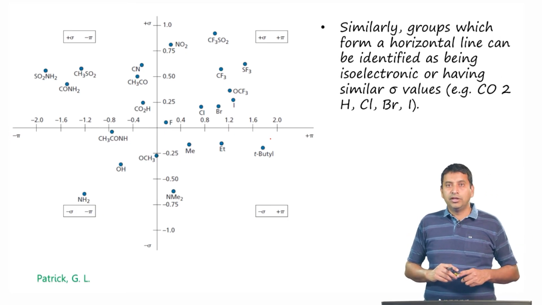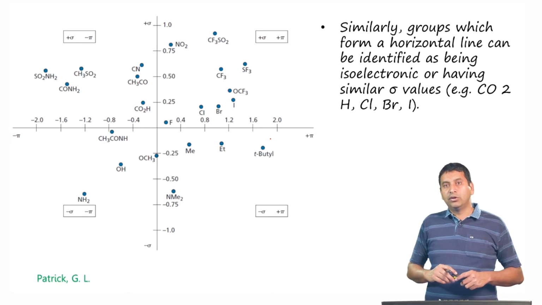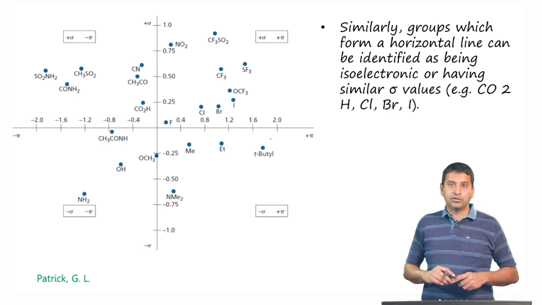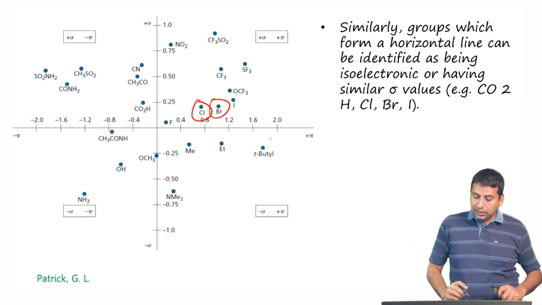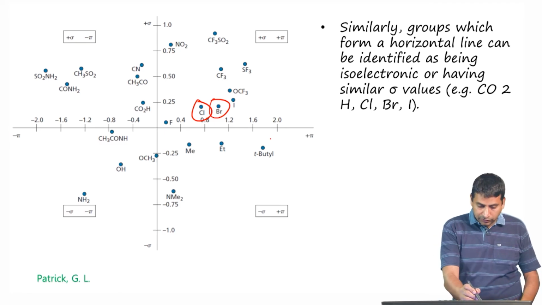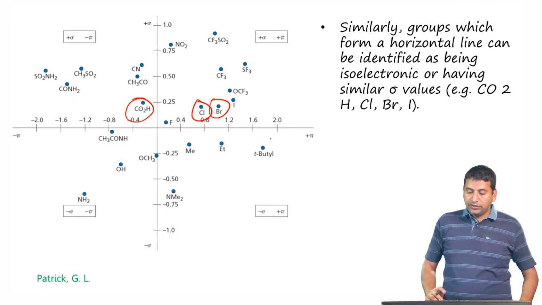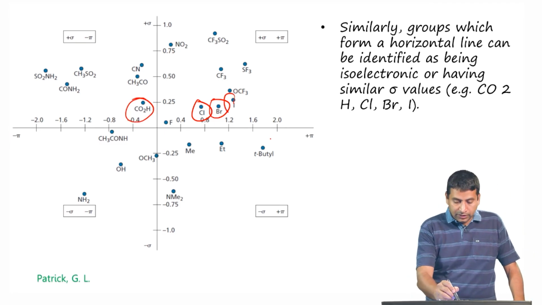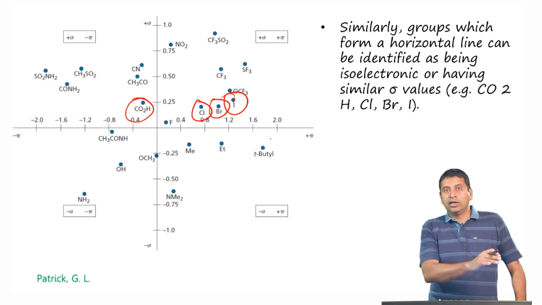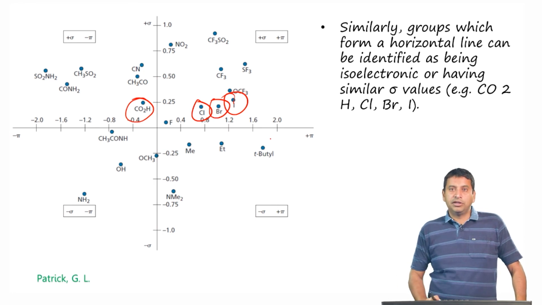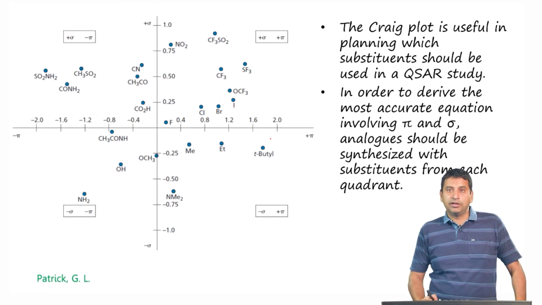Okay. Similarly, groups which form a horizontal line can be identified as being isoelectronic or having similar sigma values. So, for example, CO2H, Cl and Br. Here Cl, Br and here COOH, all of these have similar sigma values. So, you can think of these as being perhaps interchangeable if sigma value is important in determining the activity.